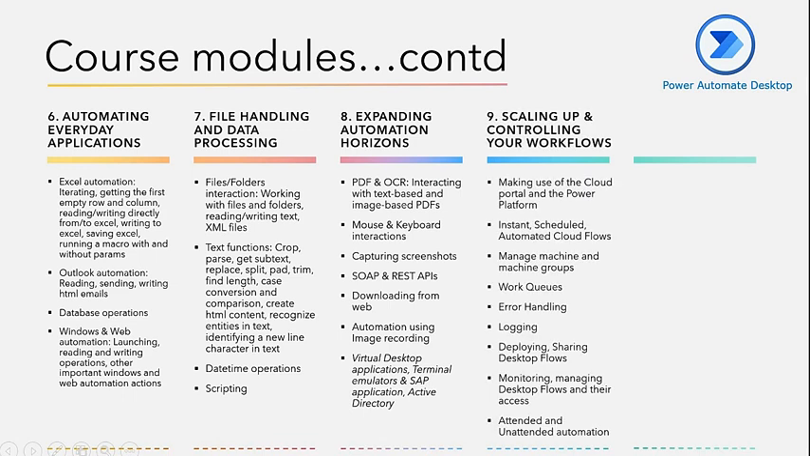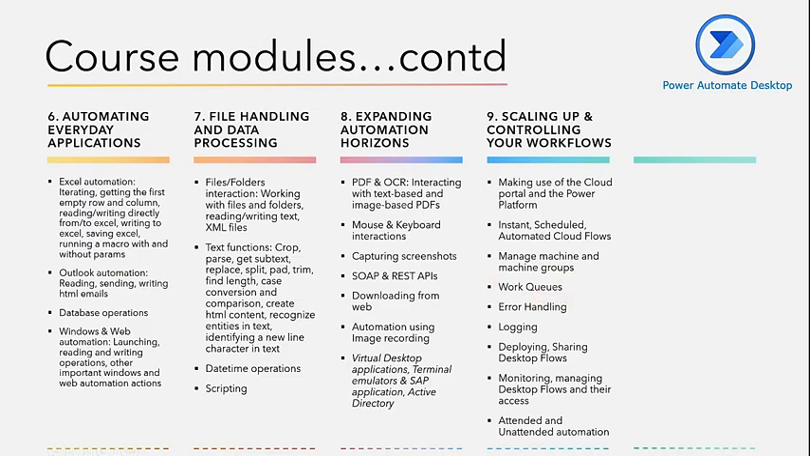Then comes the ninth module, scaling up and controlling your workflows. Now you delve into the cloud portal of the Power Platform and how to make use of that. There are three different types of cloud flows that are required to run your desktop flows. We will see them using live examples. How to manage machines and machine groups. Now you need to create machines in order for your bots to run on different machines.